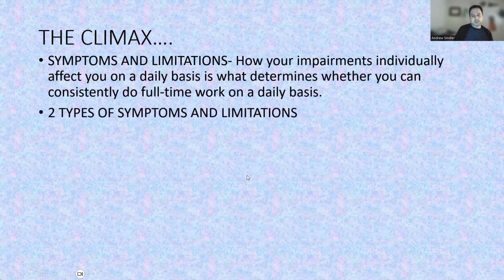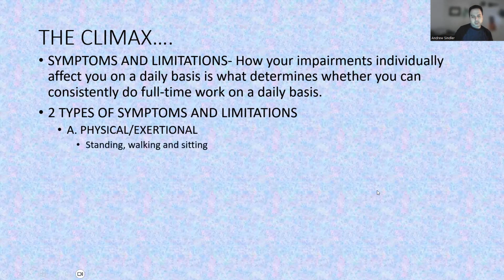Now, there are two types of symptoms and limitations. The first one, of course, is what you typically think of when you hear the words symptoms and limitations: physical or exertional. So this includes things such as how long you can sit, stand, or walk at one time, and whether you have to stand or walk in a certain orientation, whether you have to sit in a certain orientation, like with your legs elevated or reclining. How much weight you can lift or carry comfortably, whether you have a formal weightlifting restriction from your doctor or not, or whether you just know what you can or can't do.